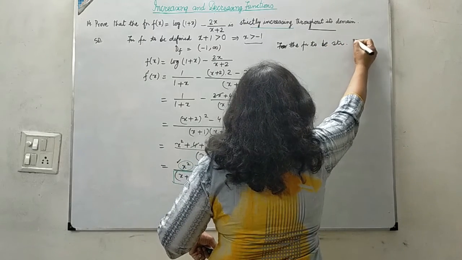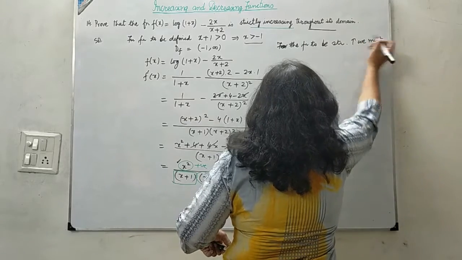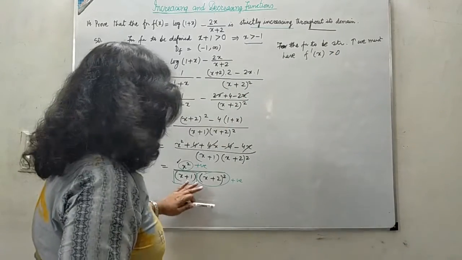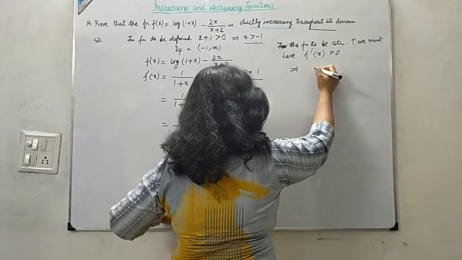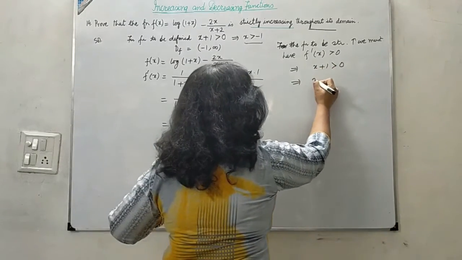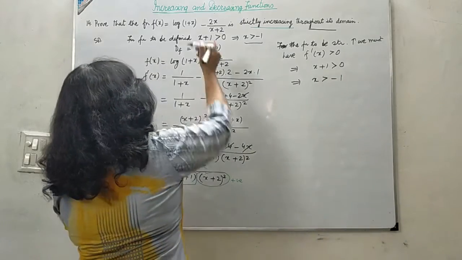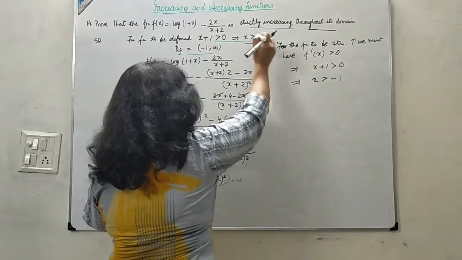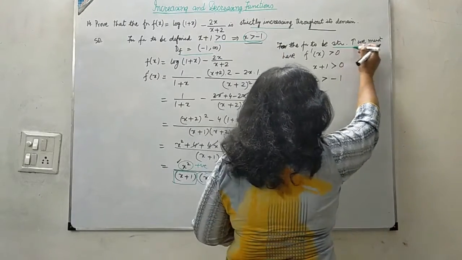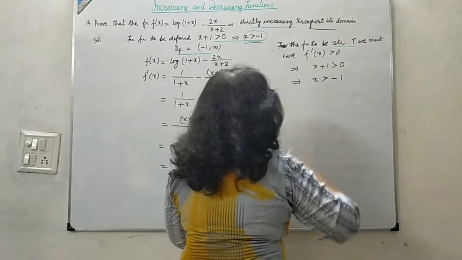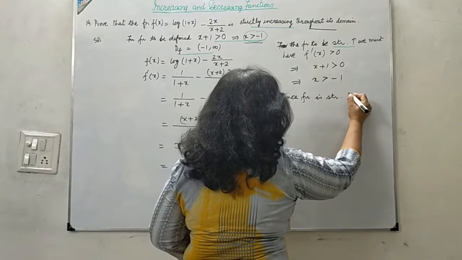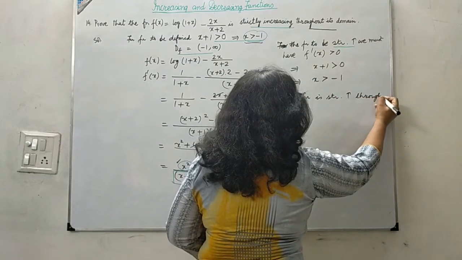So for the function to be strictly increasing, we must have f dash x positive. And for f dash x, I have already told you, it depends on x + 1. It should be greater than 0. That means x should be greater than -1. And we have already defined the domain in the beginning as x greater than -1. We have also got here that it is strictly increasing in this part. So hence we can conclude that the function is strictly increasing throughout its domain.